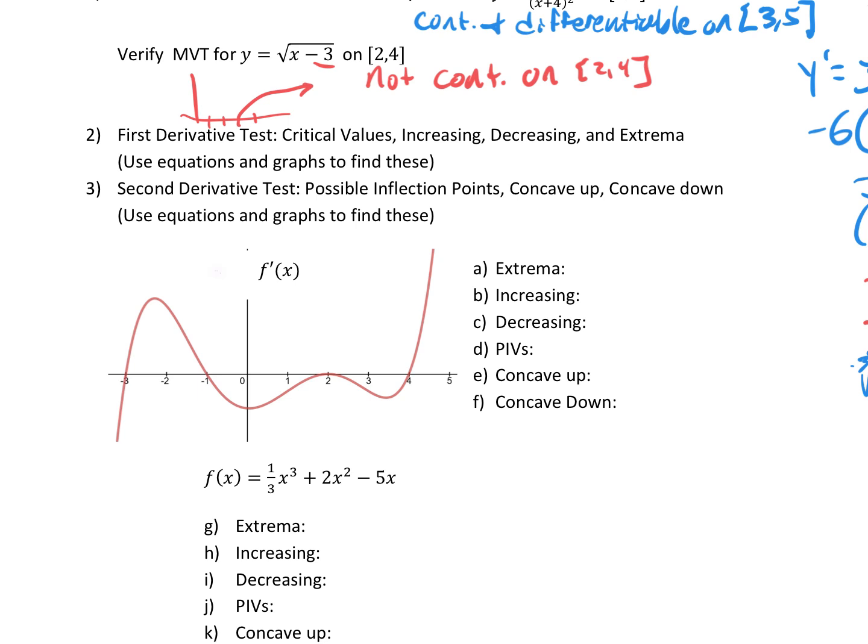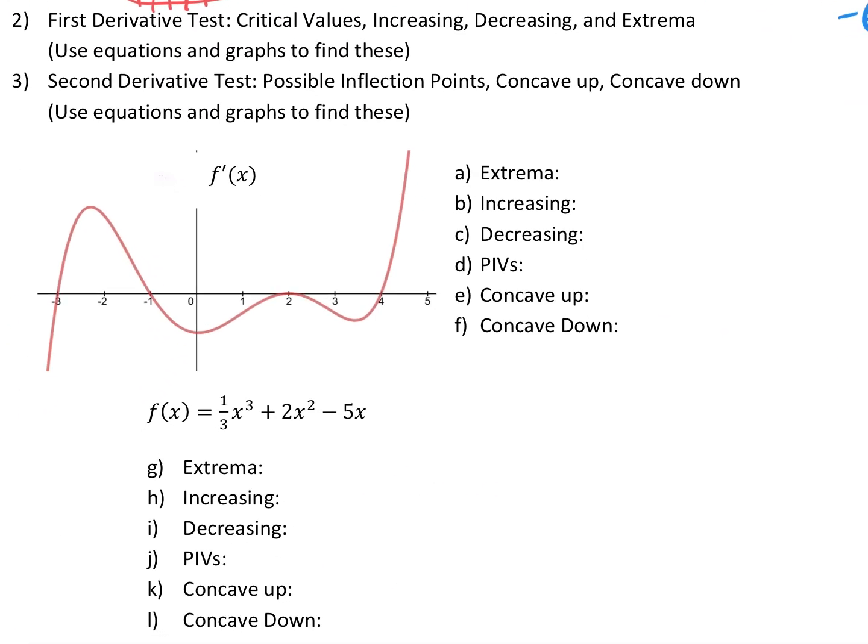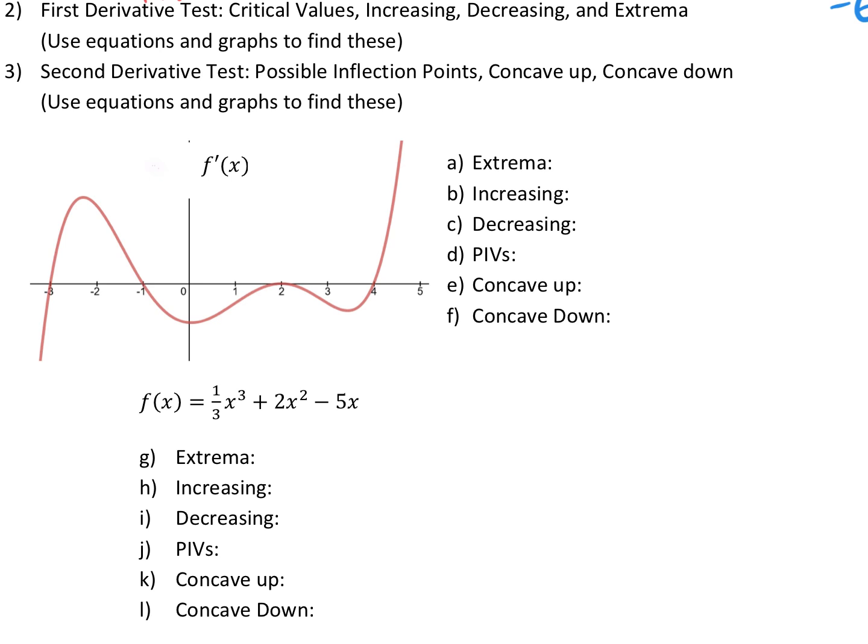Great. So we need to be familiar with the first derivative test to find critical values and increasing and decreasing extrema using the first derivative equal to 0. And the second derivative finds our points of inflection and concavity. Okay, so here is f prime. So let's find these things out here. So we want to find the extrema. So extrema happen when f prime equals 0. So where is f prime equal to 0? That looks like negative 3, negative 1, 2, and 4. And no parentheses here.